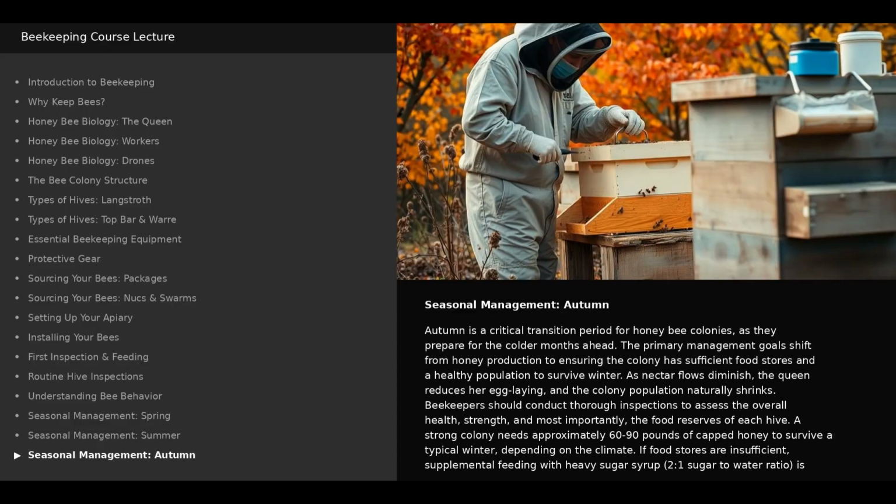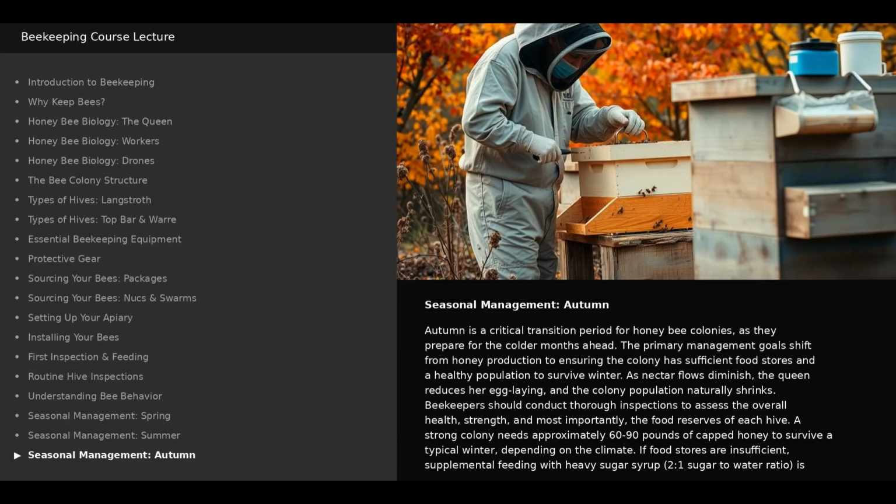Seasonal management. Autumn. Autumn is a critical transition period for honeybee colonies as they prepare for the colder months ahead. The primary management goals shift from honey production to ensuring the colony has sufficient food stores and a healthy population to survive winter. As nectar flows diminish, the queen reduces her egg-laying, and the colony population naturally shrinks.